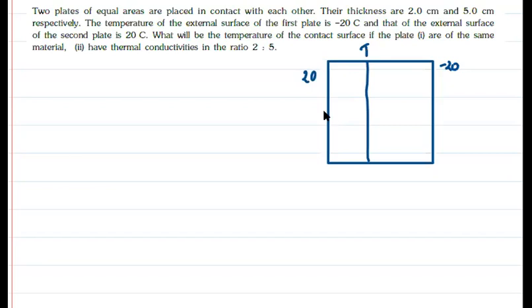Got it. I hope all of you remember the concept here. Yes or no? So I can say these two are in series, or the thermal current passing through them will be the same. So it will be (20 - T) divided by R1 should be equal to (T - (-20)) divided by R2. Yes or no?